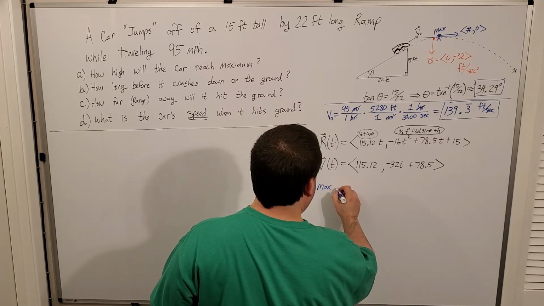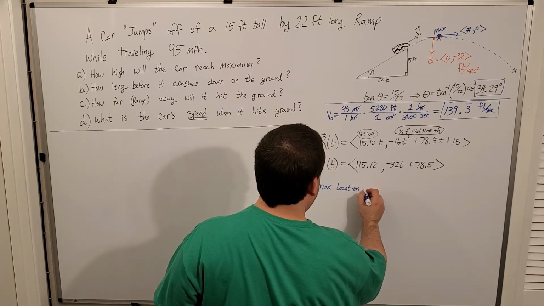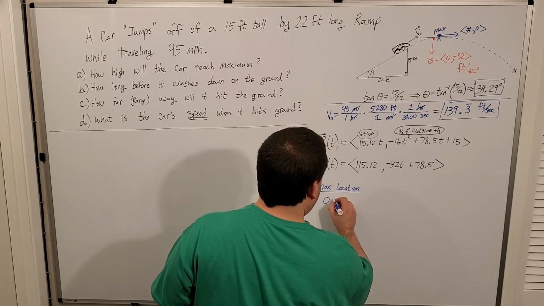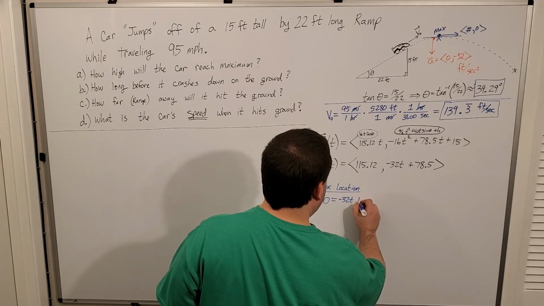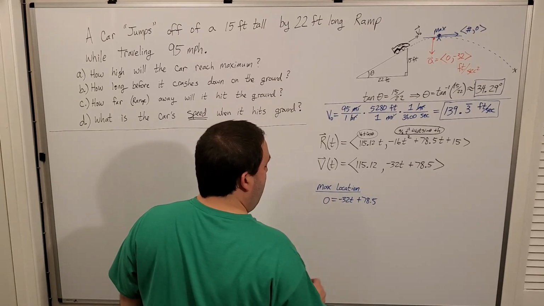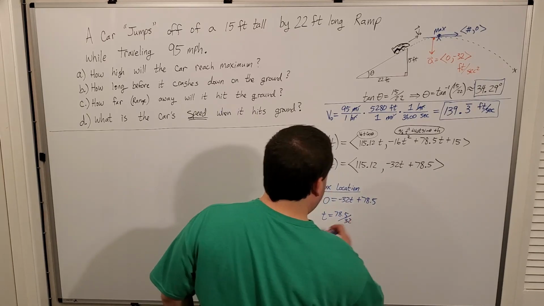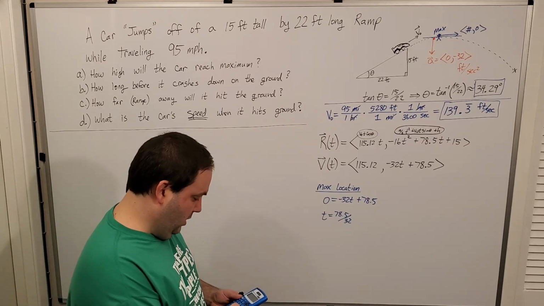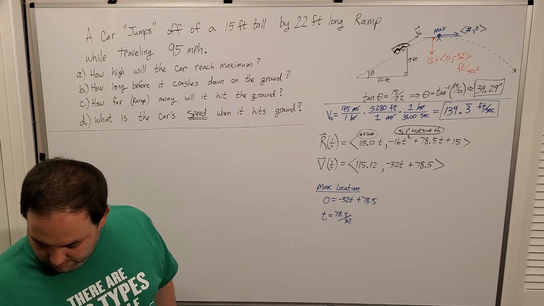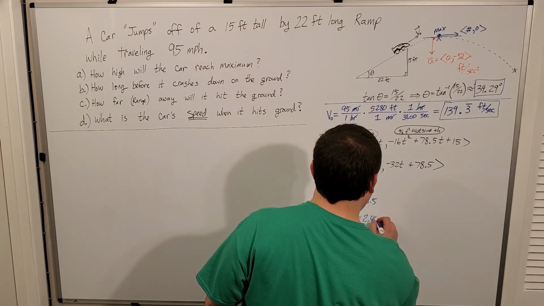The max location. Let's start by finding the time. 0 is equal to negative 32t plus 78.5. So naturally, the t amount here is going to be 78.5 divided by 32, and I have 2.453. Let's just say approximately 2.45 seconds.